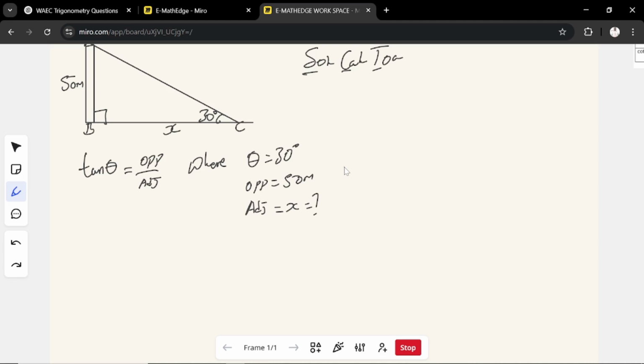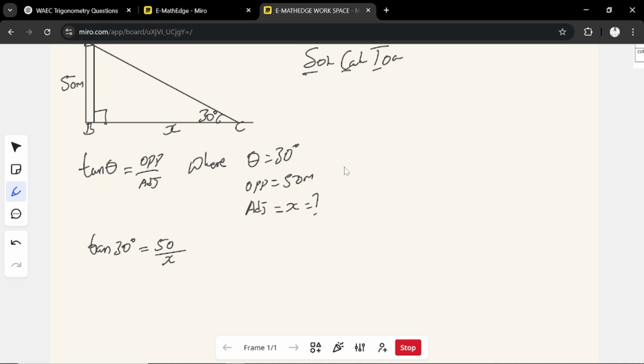Let's substitute all these values into the formula such that, instead of theta, we are going to have 30 degrees, equal to, what is the opposite? We have 50, all over what is the adjacent? We target x. Why? Because we don't know, right?